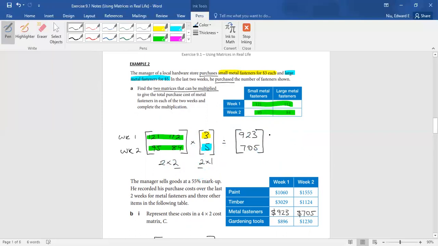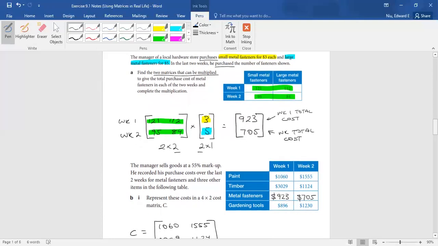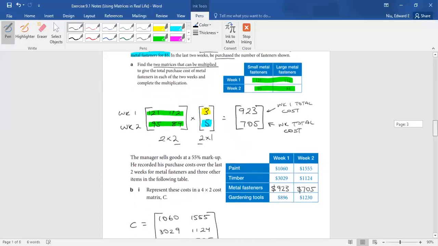So this is the week 1 total cost. This here is the week 2 total cost. And cost is important for a business because obviously when you're selling a product, you need to know how much you need to sell to break even, so you're not losing money on purchasing the product. Because if you purchase more than you sell, you're usually losing money up to a certain point.